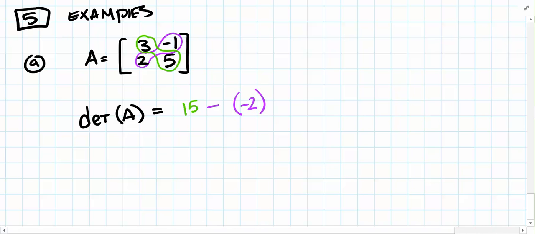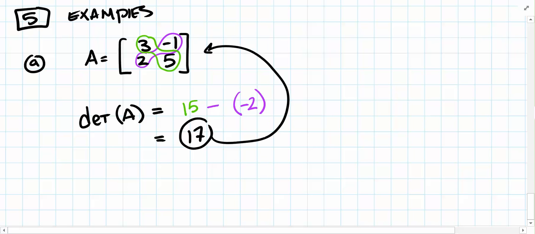So how much is that worth? That's worth 17. So 17 is the number we can assign to matrix A. 17 is the determinant, and it happens to be a positive determinant.